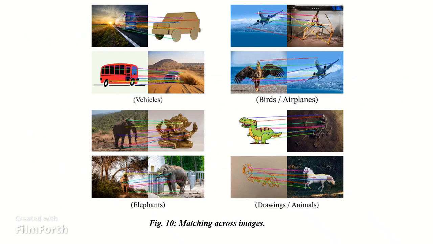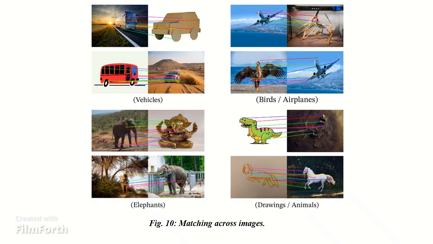Now, before moving on, let's look at this visual, figure 10, matching across images. This figure demonstrates one of the strengths of this model's features. The lines connect semantically similar regions between different images, even when the objects or domains change. For example, the model can match the wing of a plane to the wing of a bird, or similar parts across photos and drawings.